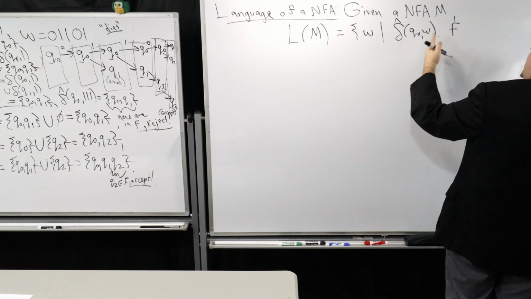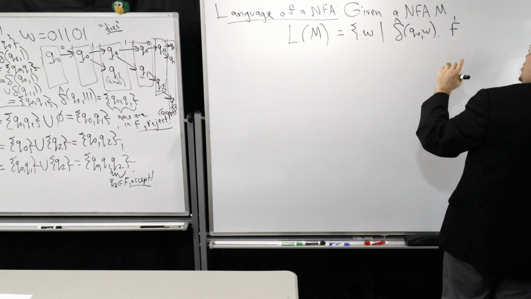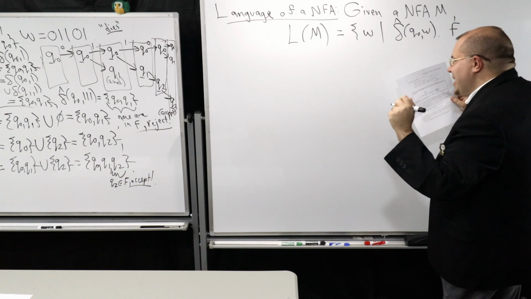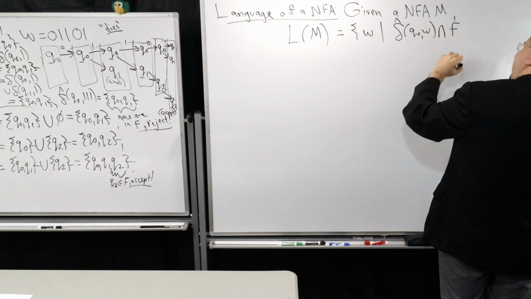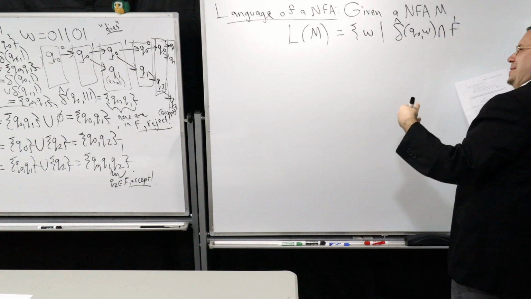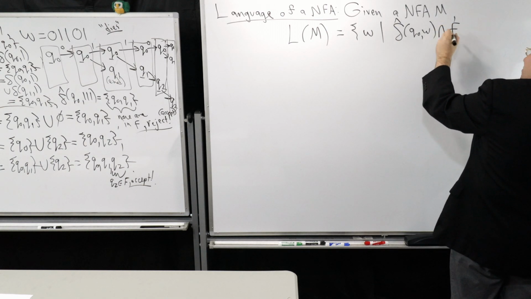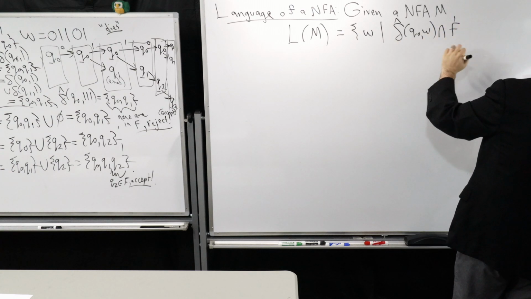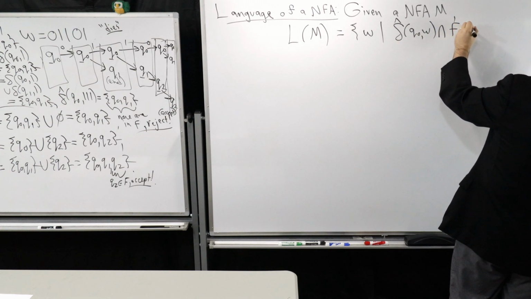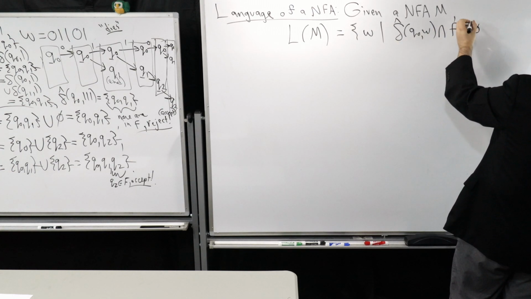Yeah, it's going to be some subset of F. I'm going to write it this way. That's perfectly fine. You'll see why I do this a little bit later on when I talk about some other interesting idea. But yeah, that's another way you could say it. It's a subset of F. I'm going to say that this intersected with F isn't empty. That's another way you could say that.